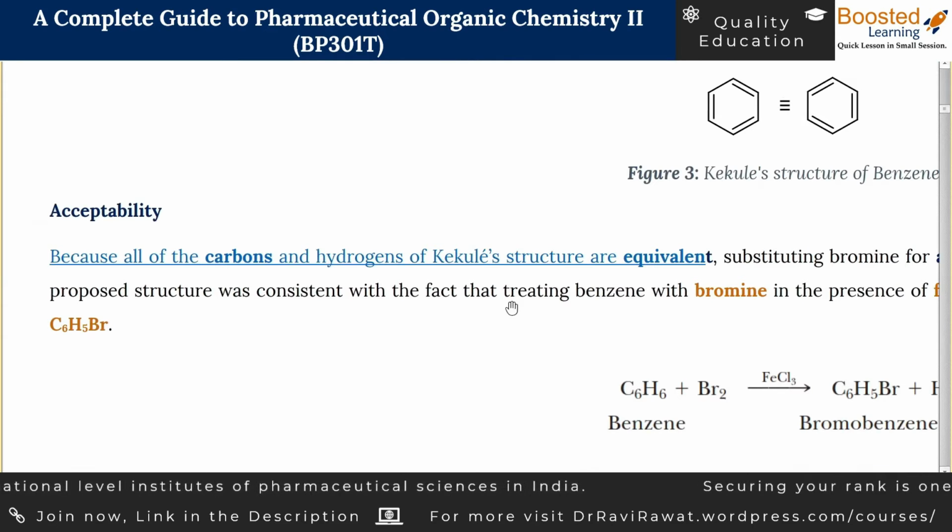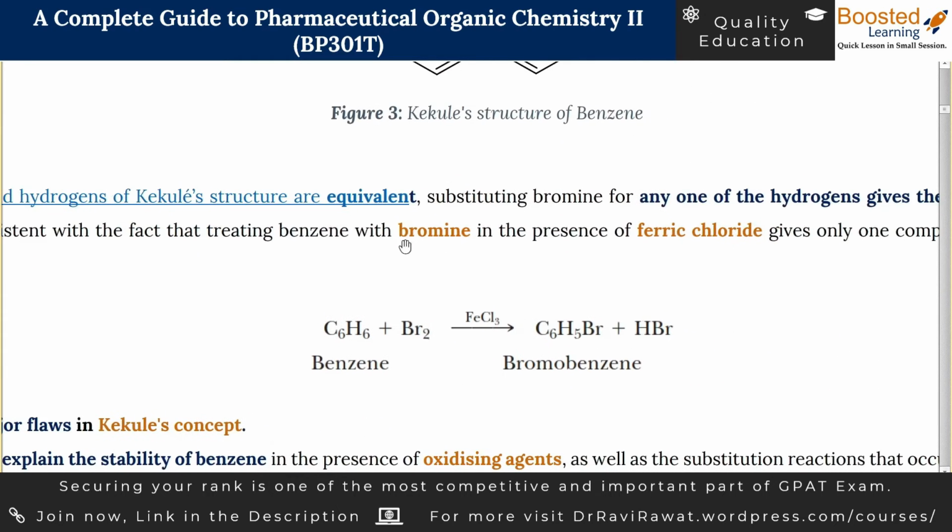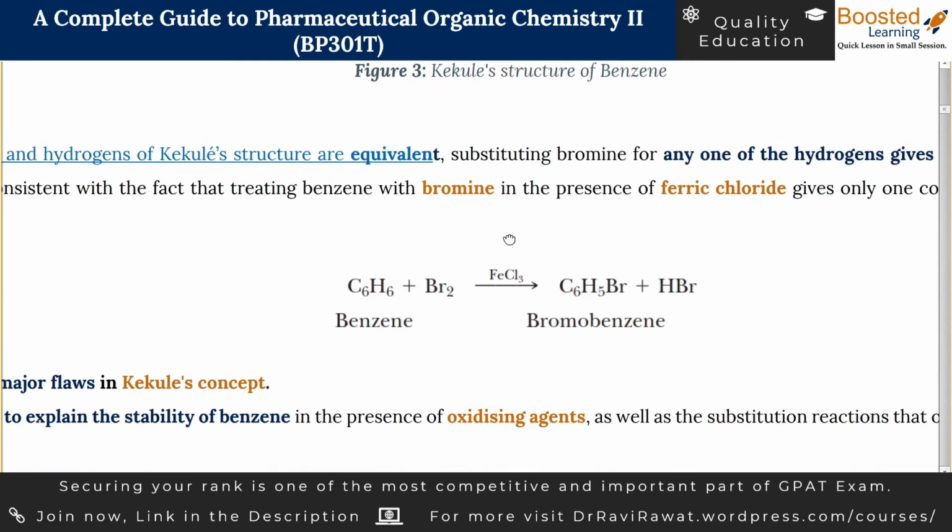One other fact on the basis of which Kekule's model was accepted was that in Kekule's model, all the carbons and the hydrogens are equivalent. And it was supported by the fact that when benzene is reacted with bromine in the presence of a catalyst, it gives only one form of product.